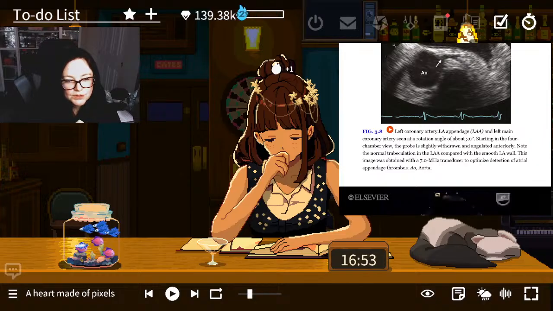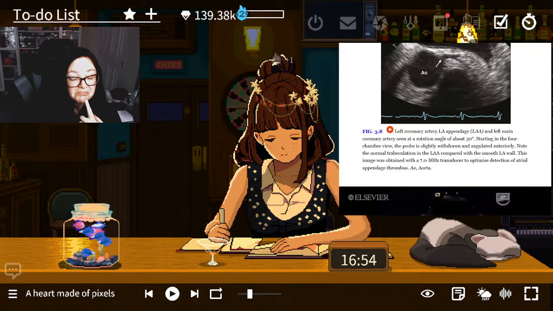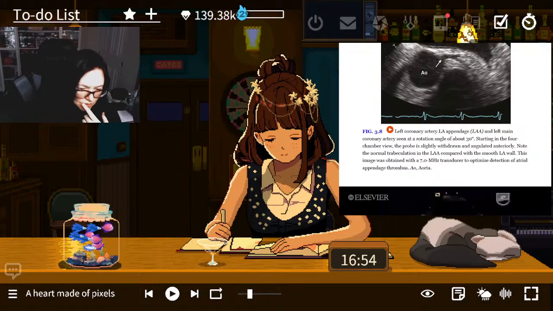A 64-year-old man is referred for a coronary artery bypass grafting surgery. He has a history of prior cardiac surgery. During this procedure, the following image was obtained. You conclude that what? Aortic valve replacement, mitral valve annuloplasty, coronary artery bypass graft surgery, LA appendage occlusion procedure.